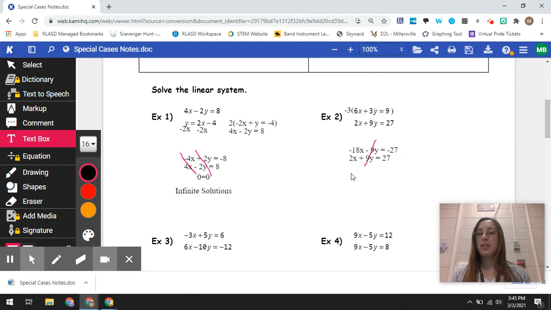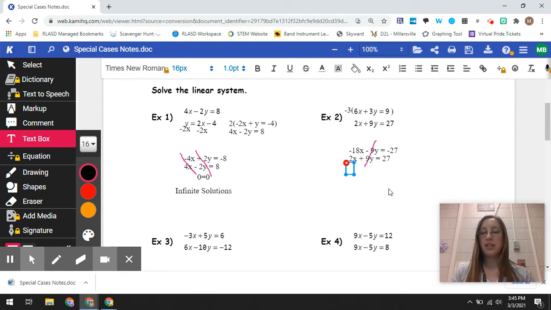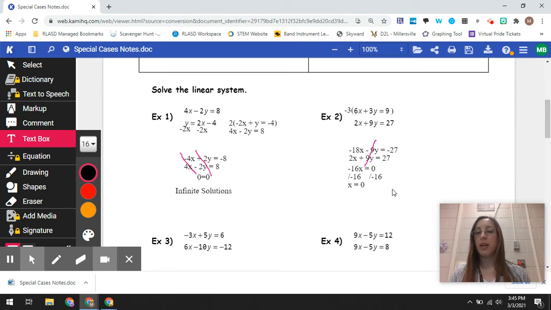Here I have -18, I have +2, so that's going to become -16x. This is -27 and +27. If I add them together, I'm going to get 0. This we're going to go ahead then and divide by -16 on both sides. Put x by itself, so x is equal to 0 because 0 divided by -16 will give you 0.